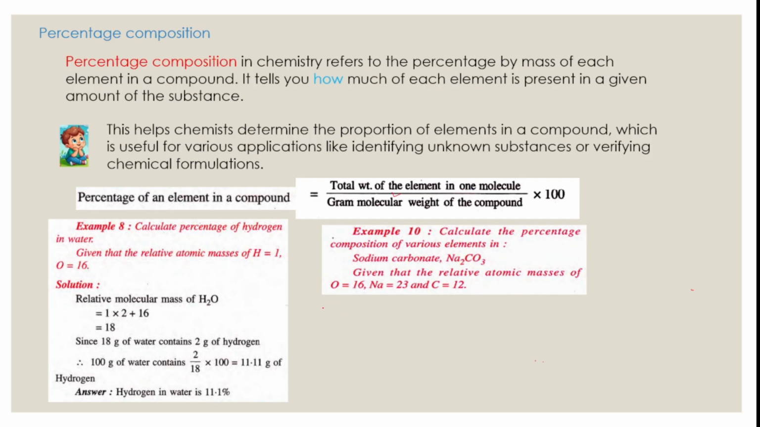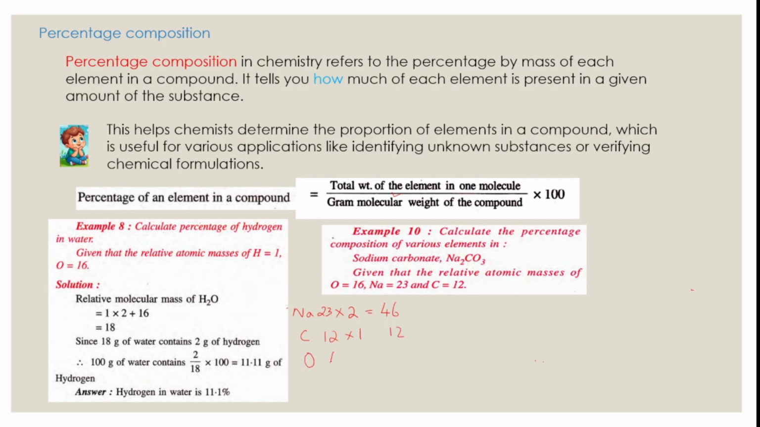Sodium: what is the atomic mass of sodium? This is 23. How many atoms of sodium are there? 2 atoms. So for sodium we have 23 into 2, which is 46. Then 1 atom of carbon. We know that the atomic mass of carbon is 12. We have 1 carbon atom, so 1 into 12 is 12.